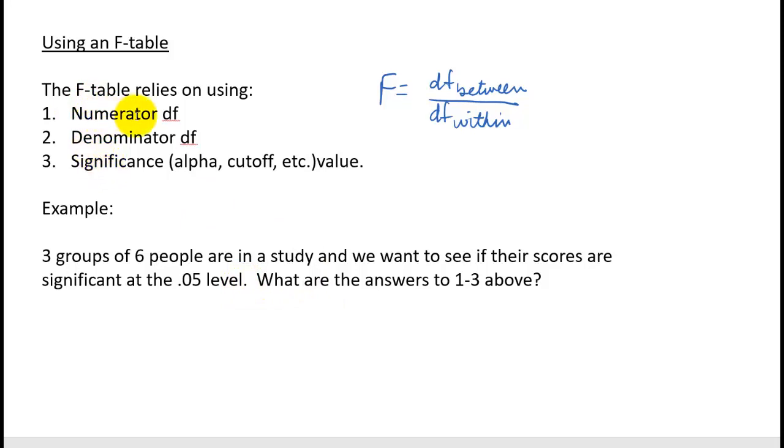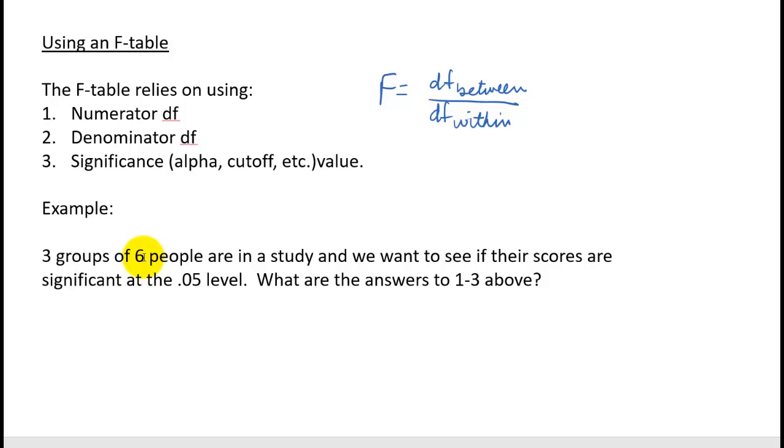Well, the numerator degrees of freedom is the same as the degrees of freedom between. Remember, the numerator is on top. That's the top number. Degrees of freedom between is the number of groups minus 1. 3 minus 1 is 2. The denominator degrees of freedom is the degrees of freedom within, which is the number of people in each group minus 1. So there are 6 people in each group. That means that each group has 5 degrees of freedom. 5 times 3, or 5 plus 5 plus 5, is 15.